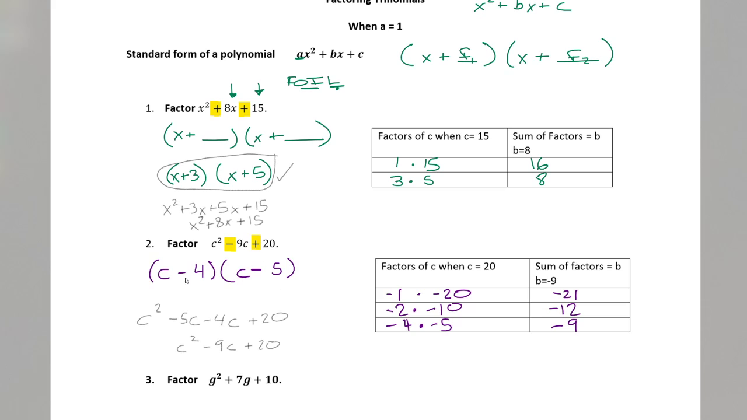So again, notice because our last terms in our factors are both negative, we get a positive third term. We get a positive last term in our trinomial and a negative second term in our trinomial. It's just the adding of those terms.